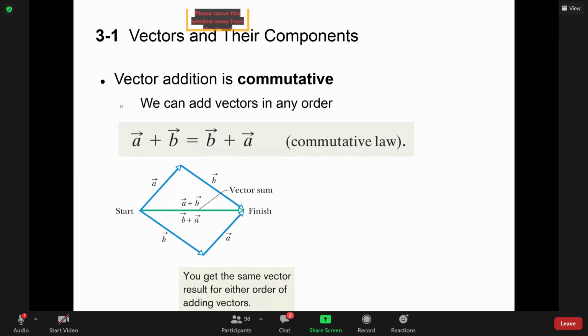Some of the properties of the vectors is that arrangement in addition is not important. So if we say A plus B is similar to say B plus A, let's see why. Let's take this example. Here, this is A and this is B. If you add them, means you start from the beginning to the end. This green one is A plus B.